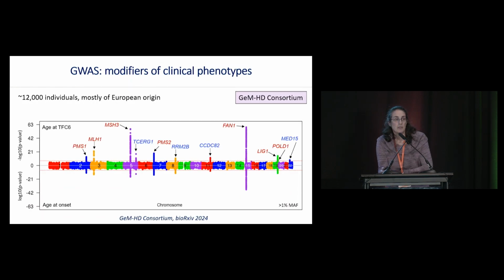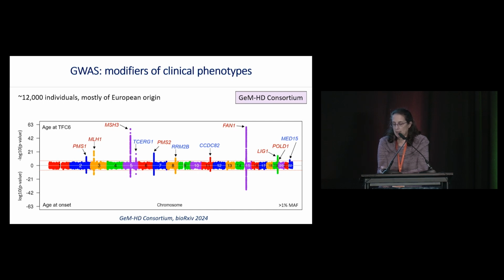So I'll just show the most recent GWAS. This is currently on bioRxiv. This is from the GEM-HD consortium. This is a GWAS of about 12,000 individuals, mostly of European origin. I'm showing here two different phenotypes: one is age at TFC6, and the other is age of onset. They're just mirror image Manhattan plots.